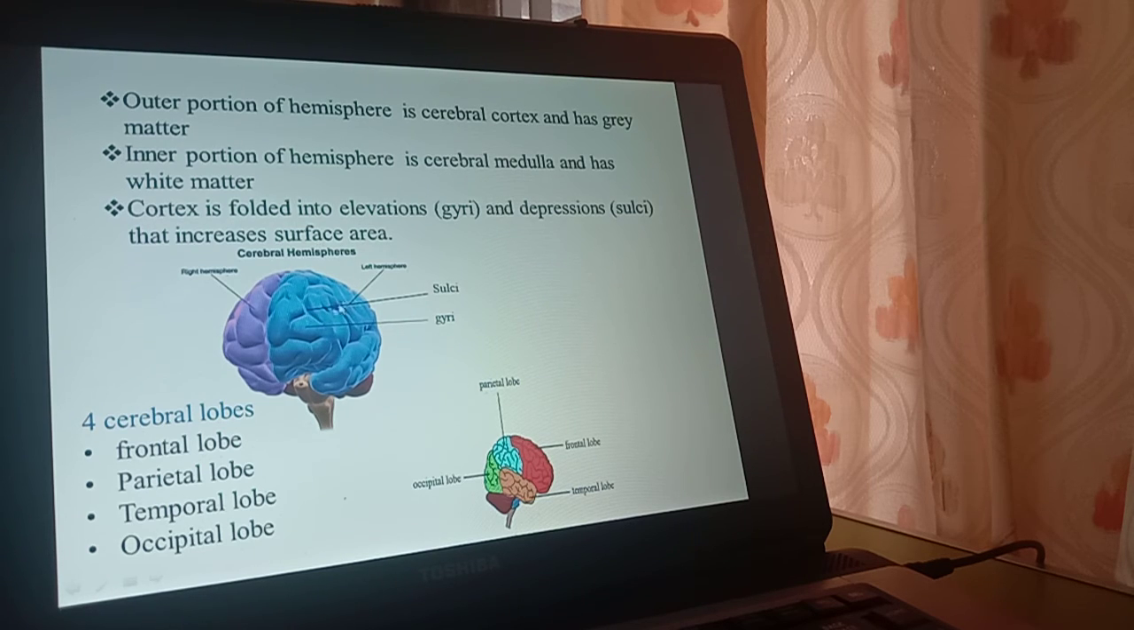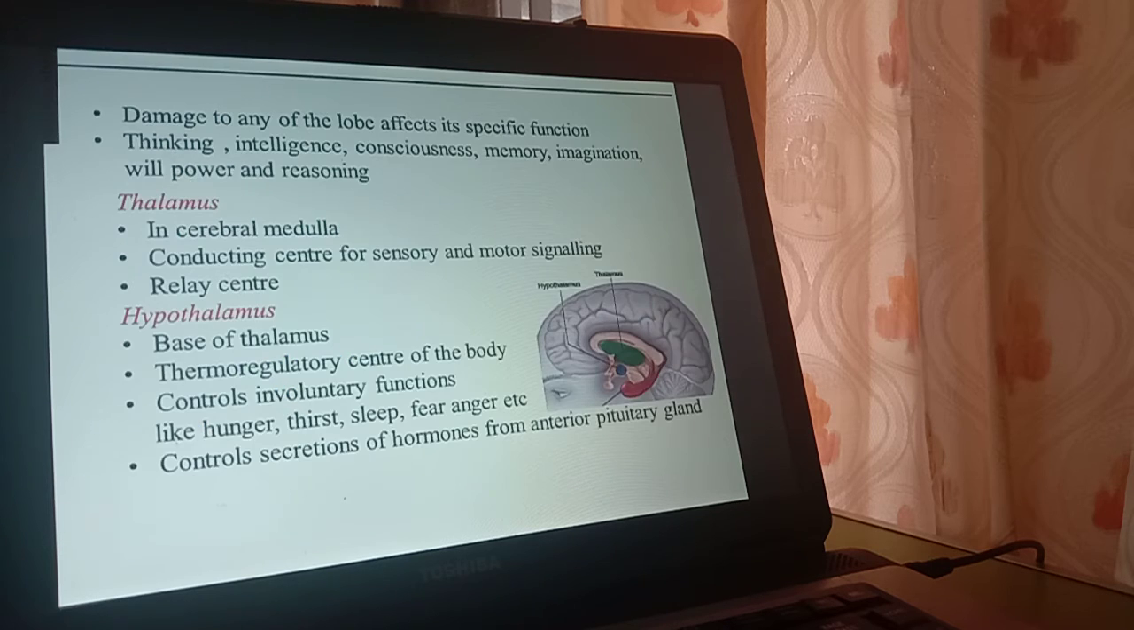Now we are speaking about the cortex. Cortex, you can see how it is. See, you have depressions, you have projections. Yes, so these elevations we call the gyri, and these depressions are known as the sulci. The main aim of having this is to increase the surface area. Okay. Now the cerebral portion has 4 lobes. We call them the cerebral lobes, which include, see, I have marked them with different colors over here. You have the frontal lobe, the parietal lobe, the temporal lobe, and the occipital lobe. Okay.